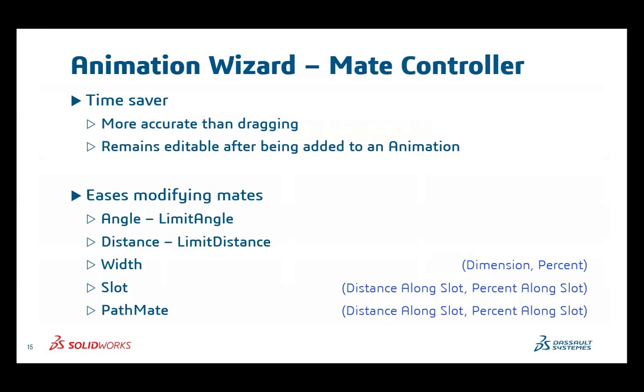And here's something to note. These last three, the width, the slot, and the path mate, have different options. They can be free, they can be centered, and they can be numerically controlled by a distance or a percentage. Only those numerically controlled are supported by the mate controller. So anything that is not able to be controlled by a number or a value won't be supported. Okay, so that's something else to keep in mind.